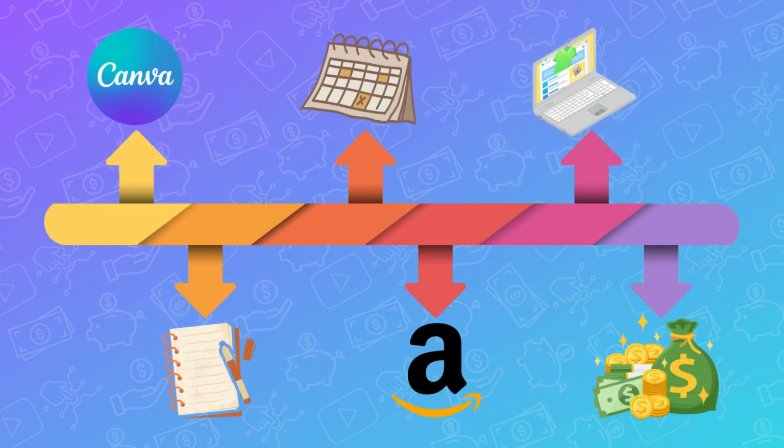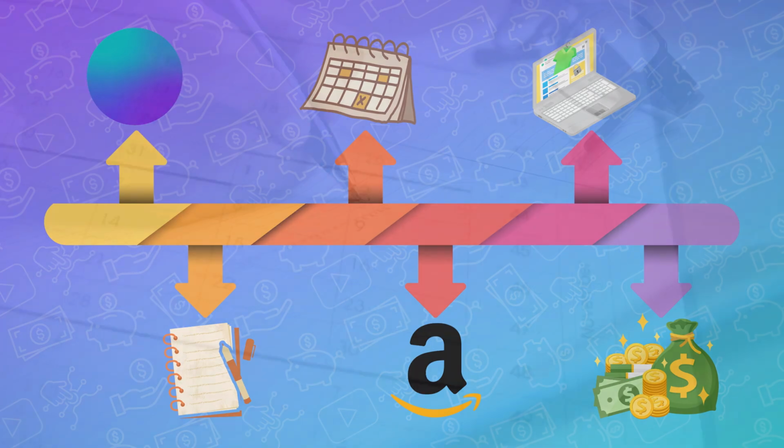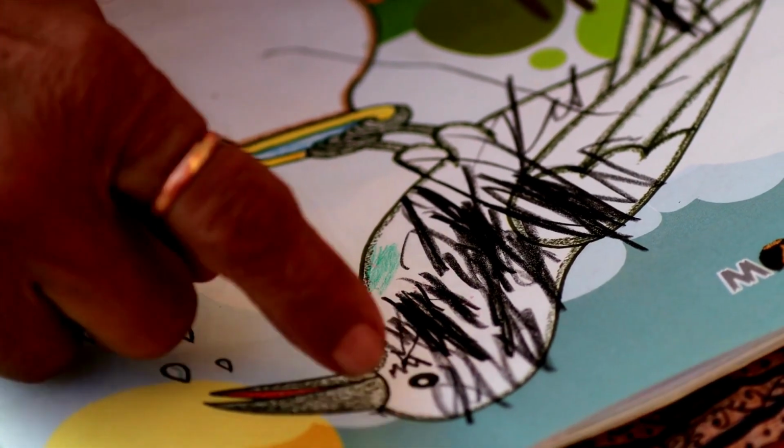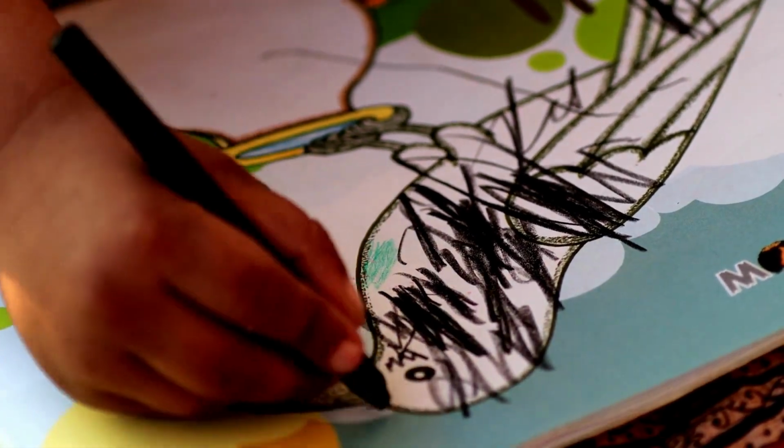For example, planners, journals, sketchbooks, or coloring books. Therefore, when it comes to creating one of these books, the most crucial element is designing an aesthetically pleasing cover.